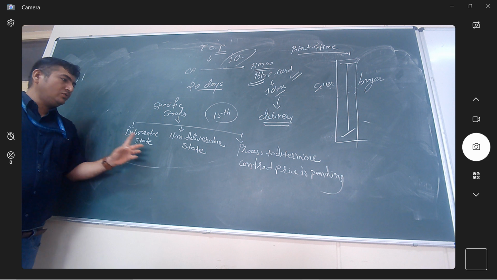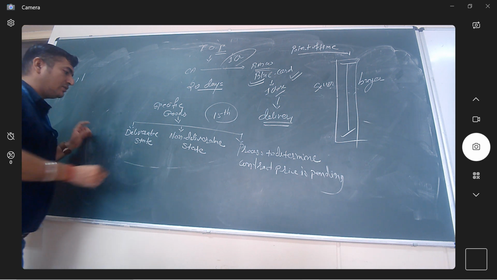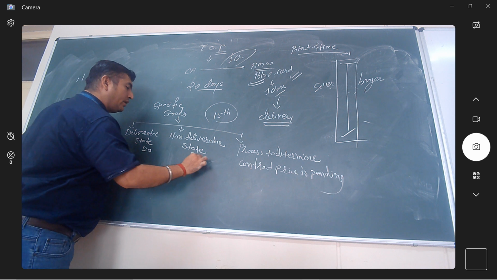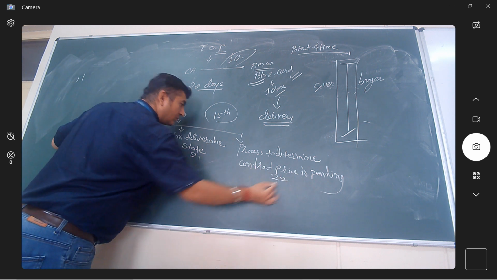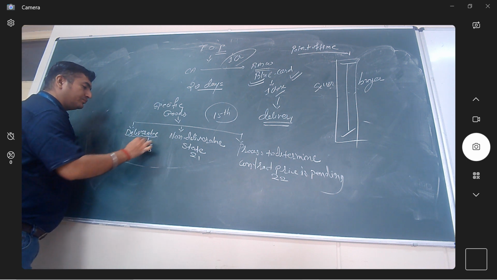Now before I go to touch this thing, we have 3 sections back to back. Section 20, this is 21, and this is 22. Let's talk about what they mean by deliverable state.